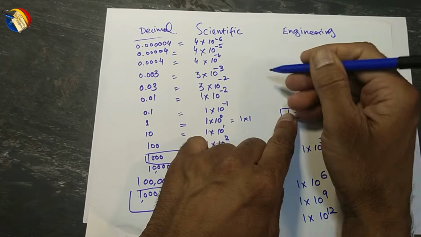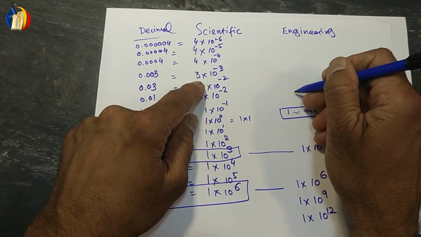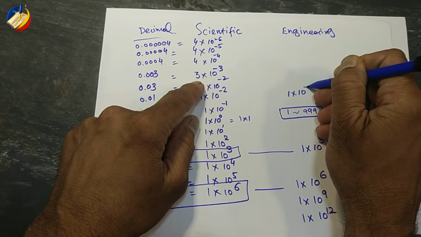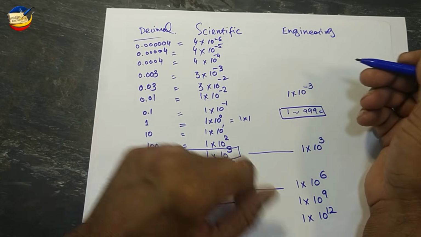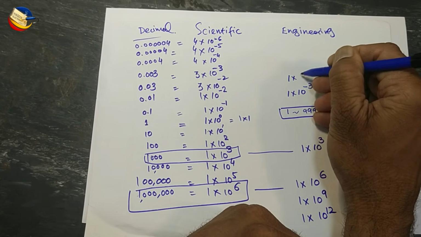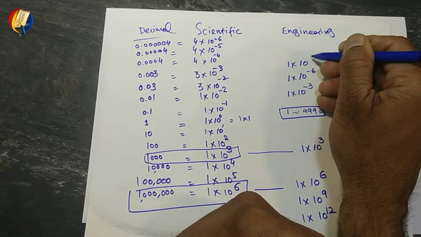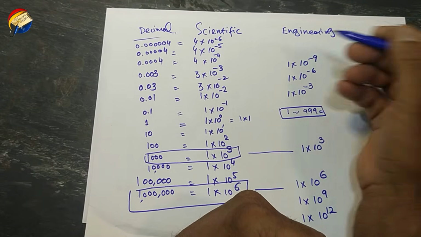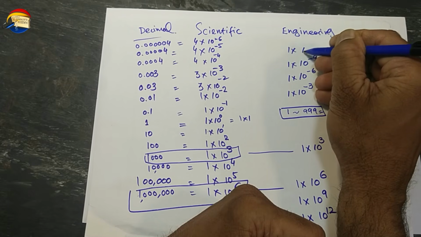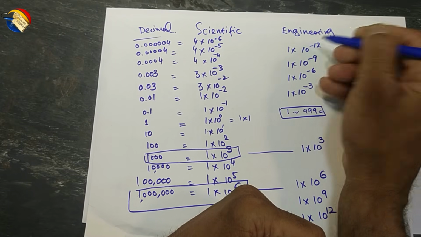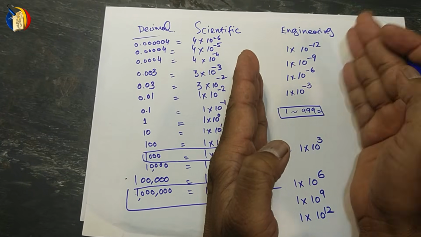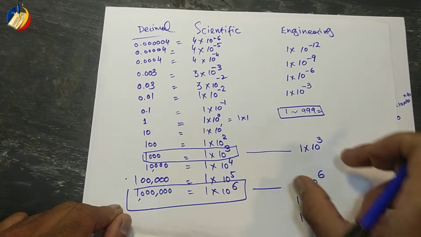But on the minus side, 10 raised to the power minus 3, 10 raised to the power minus 6, 10 raised to the power minus 9, 10 raised to the power minus 12. These numbers are called engineering notation numbers.